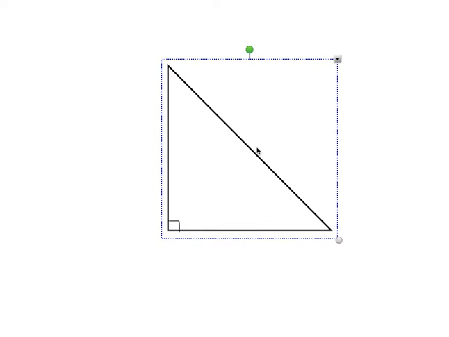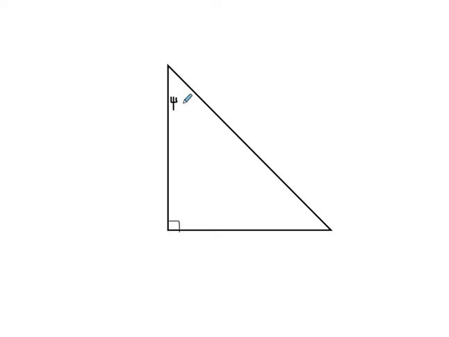Okay, I have another 45-45-90 triangle. This time I'm going to tell you one side is, oh, I don't know, 12. Find the missing sides. Press pause, and when you're ready to see the answers, press play again.